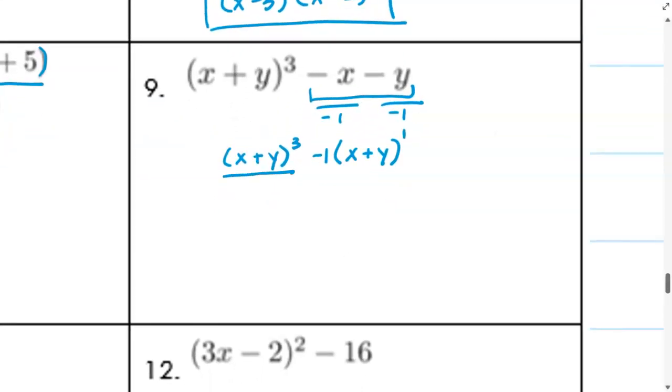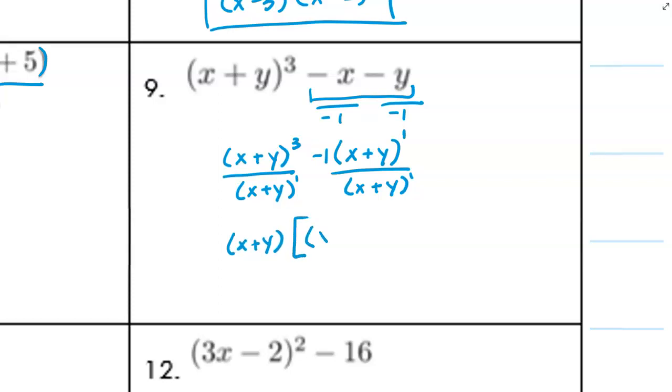What am I going to factor out? I'm going to factor out an x plus y. One of them. So what I end up with are 2 of those, and then a minus 1. Oh, this one's fun.